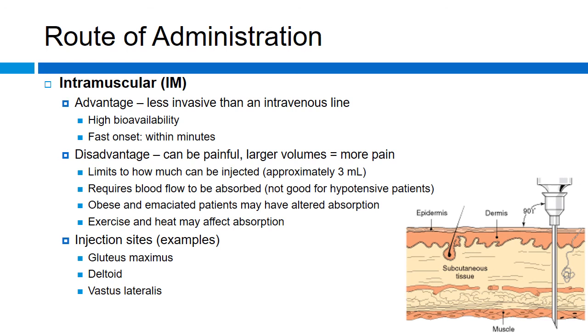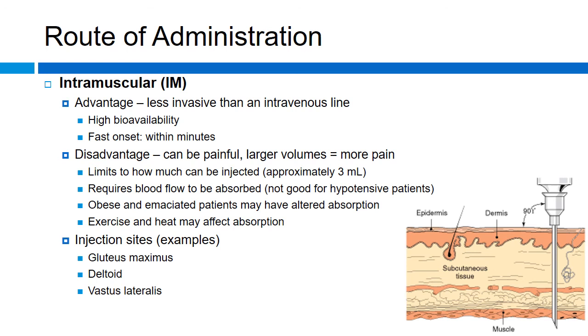So in a lot of cases, intramuscular administration is no good for patients who are hypotensive, just because they don't have regular blood flow. You may have patients who are either obese or emaciated, and they have altered absorption based on that adipose tissue and where the actual injection goes. And you may see that things like exercise or heat may affect the absorption as well. Sometimes you may get a little bit too much absorption too quickly.